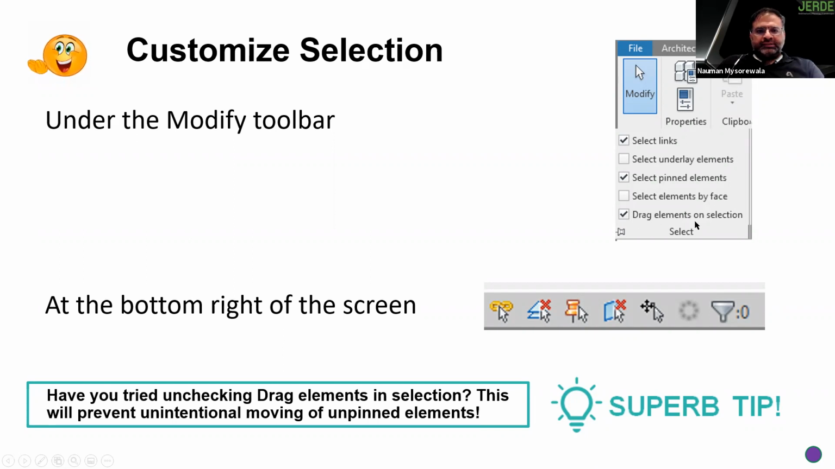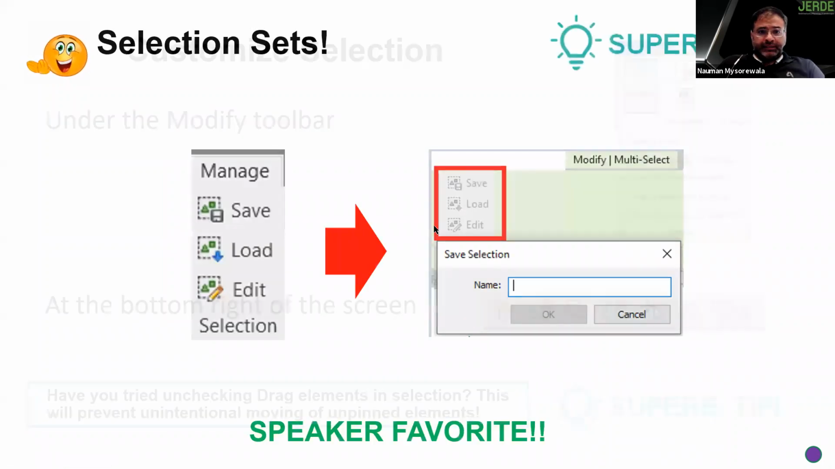The last one is really critical. I tend to turn that off, which is called drag elements on selection. What that means is that if you hover over an item and it's highlighted, and you click on the mouse and drag it, it will move. If you uncheck that box, you will have to click it, then let the mouse button go, and then you can drag that element. This prevents a lot of errors in the project, because sometimes people will move these links, but you should be pinning those links in any case.